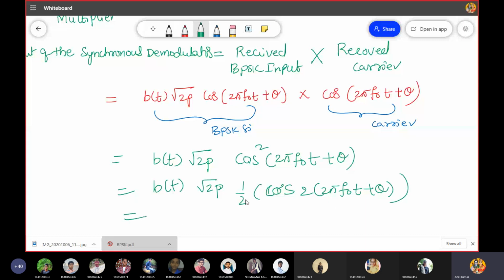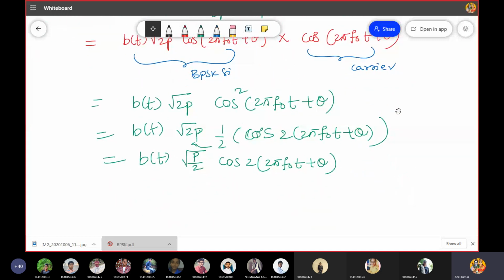Okay, take this 1/2 inside the root, and what happens? It becomes 1/4, right? Taking 1/2 inside the root gives 4. 2 divided by 4, so 1/2. So here I will write it as B of t into root P divided by 2 cos 2 pi f naught t plus theta. So this is the output of the coherent demodulator, or coherent demodulation, or synchronous demodulator.